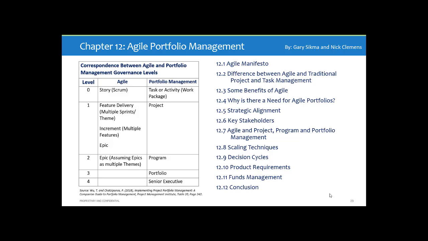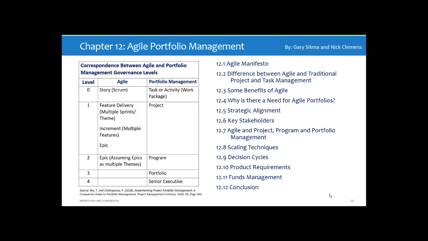Chapter 12 is written by Gary Sigma and Nick Clemens on Agile portfolio management. Now, for those of you practicing project, program, and portfolio management out there, you know Agile has taken this world by storm. There is a tremendous amount of thinking in the Agile space, and it is evolving very quickly. And of course, like other management disciplines, it is impacting and reshaping how portfolio management is being considered.